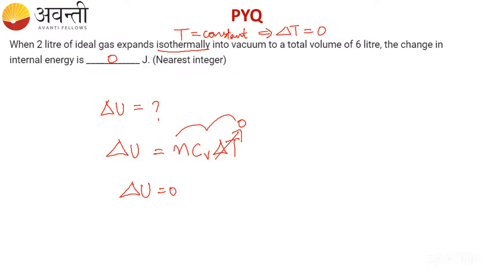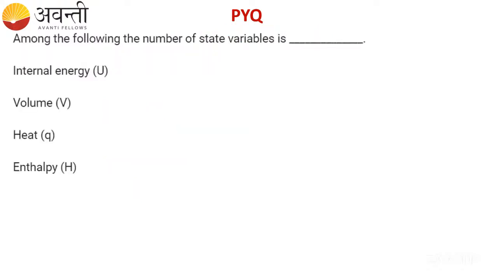So let me go ahead with the next question. Among the following, the number of state variables is. This is again an easy question. So find out the answer first. We have studied two functions, right? State function and path function. State function and state variables are both the same. There are four terms given to us: internal energy, volume, heat and enthalpy. How many are state functions?